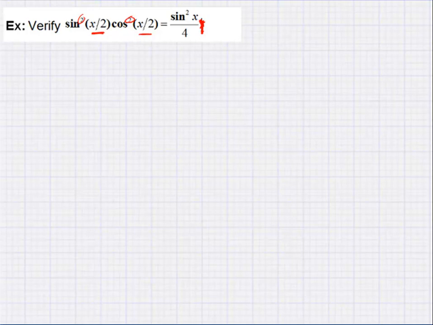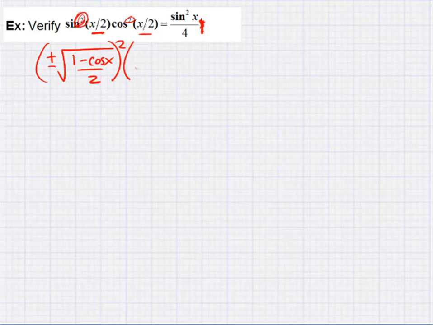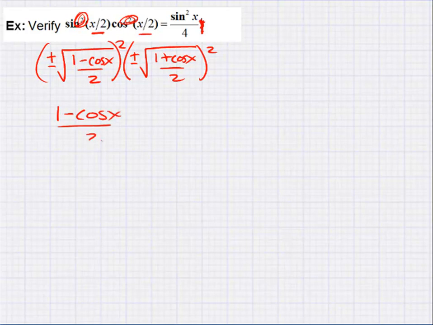For sine, it's plus or minus the square root of 1 minus cosine x over 2, and then that has to be squared because of this. Then the half angle identity for cosine is plus or minus the square root of 1 plus cosine x over 2, and that has to be squared again because of that. Now if we square a plus or minus, it just becomes plus, and if we square a square root, it cancels, so I get 1 minus cosine x over 2 times 1 plus cosine x over 2.